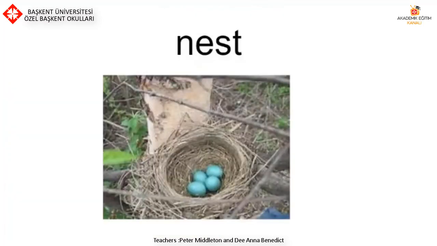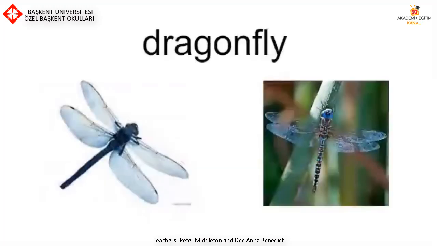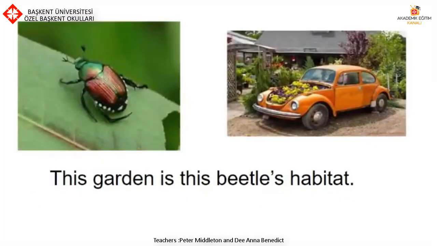This is a nest. Where is this nest? Which habitat is it in? What's in the nest? This is a dragonfly. Where does the dragonfly live? Why does it live there? This is a garden. There's a bug in this garden. It's a beetle. What other animals are in this habitat?